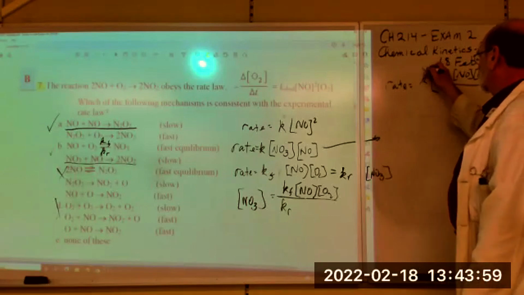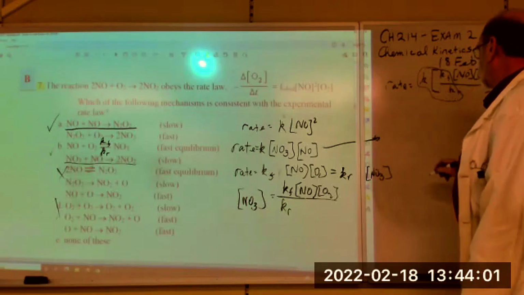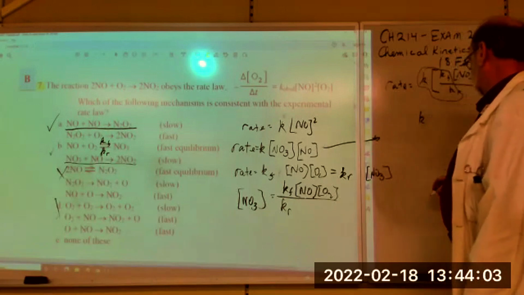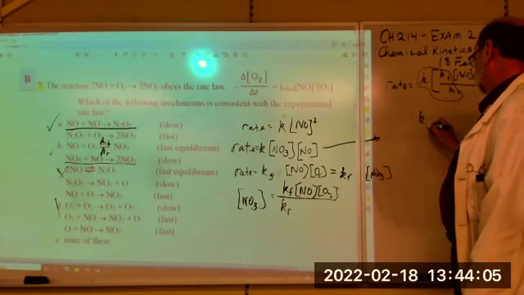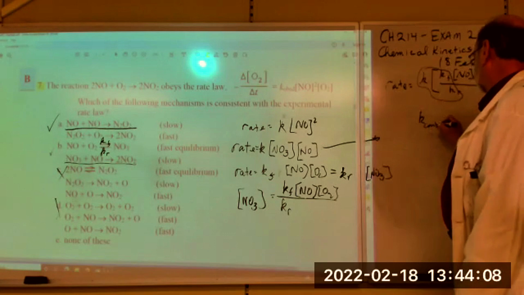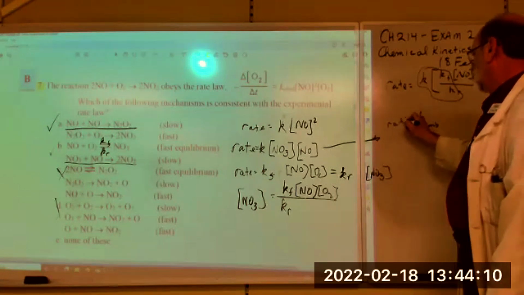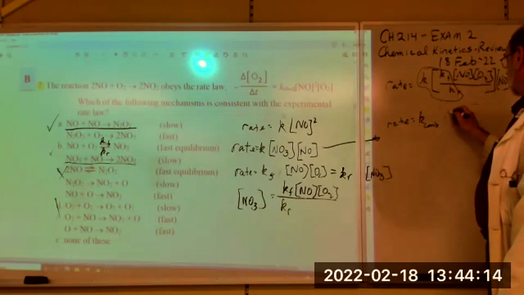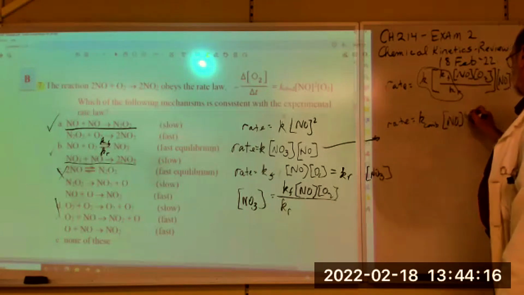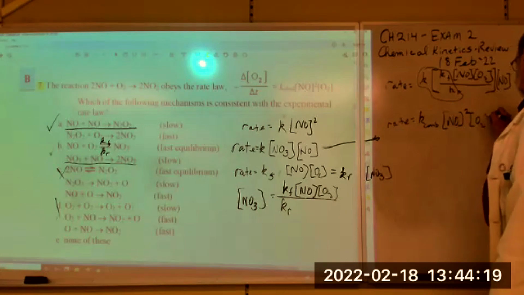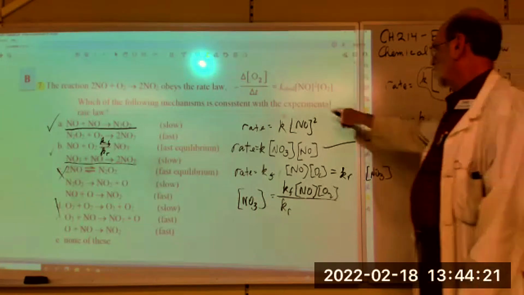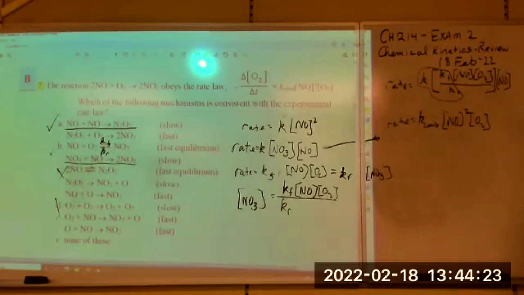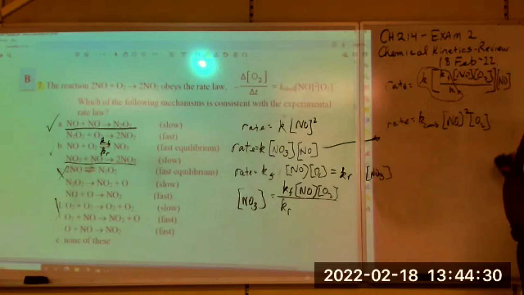These are all constants, right, so they're the new combined constant. And this is NO times NO squared times O2. So there it is. That one does agree, the B. That's a lot of work.